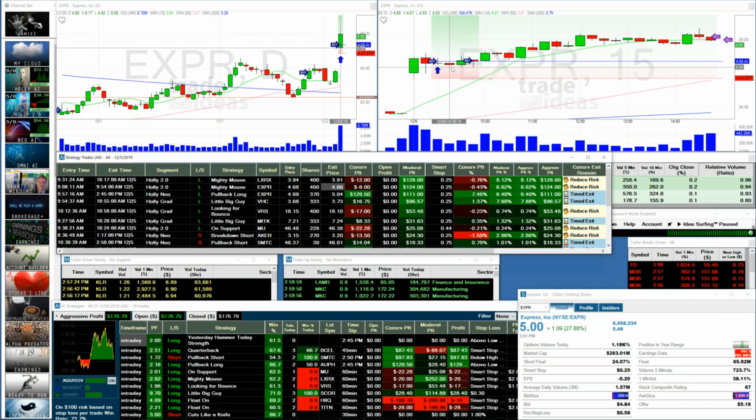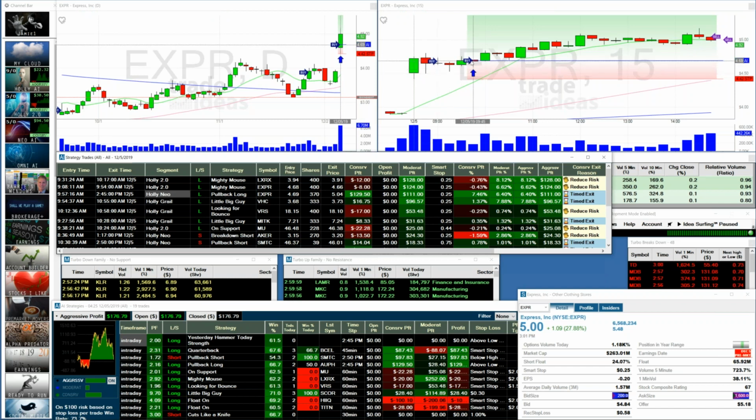And then shortly thereafter, we had another signal come from NEO for the pullback long. So initial trade here, trade is trying to get a little bit of traction, takes a pullback, second strategy kicks in, says buy. So in essence, a double buy signal in EXPR at two different times.